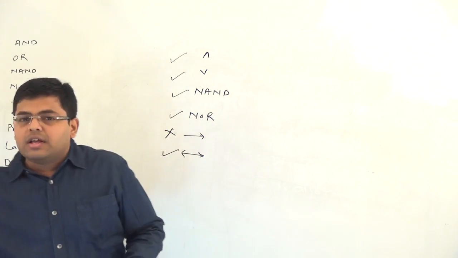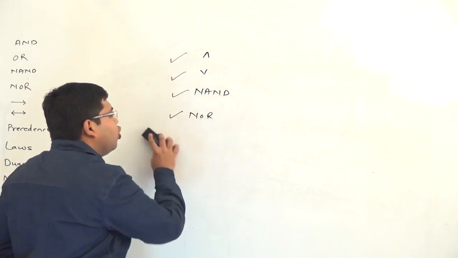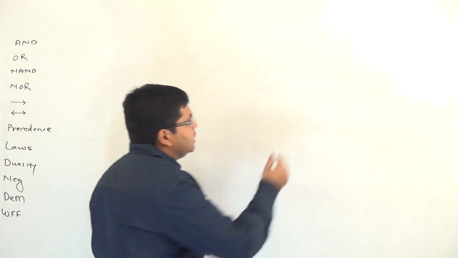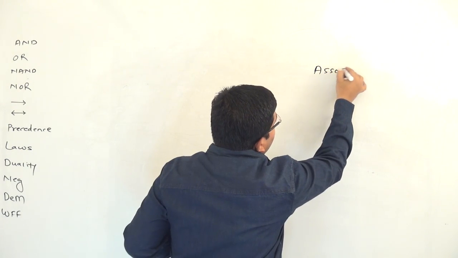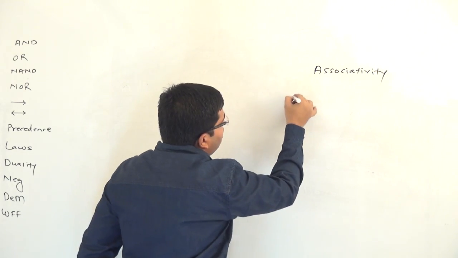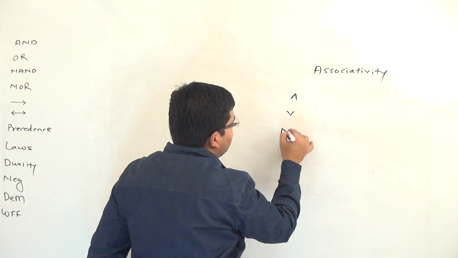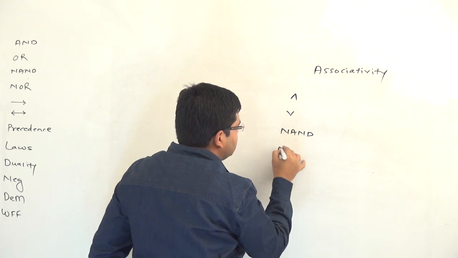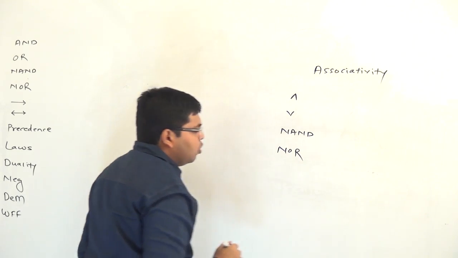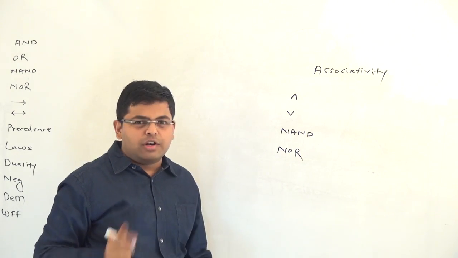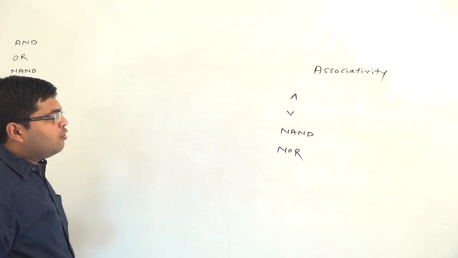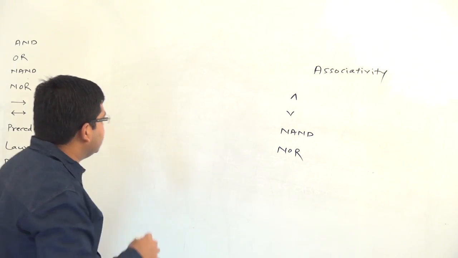Now let us check one more important property of operators, that is associativity. We will check for all AND, OR, NAND, NOR. Implication and double implication we will not check the associativity. For this we are going to check. Now first of all, what does associativity mean?